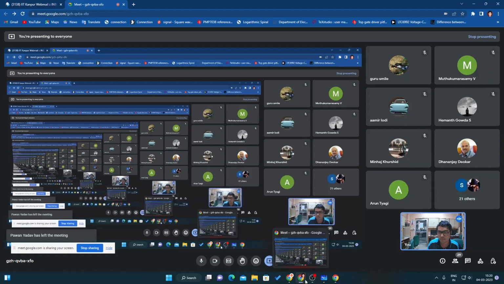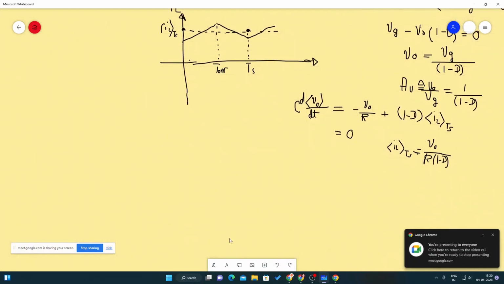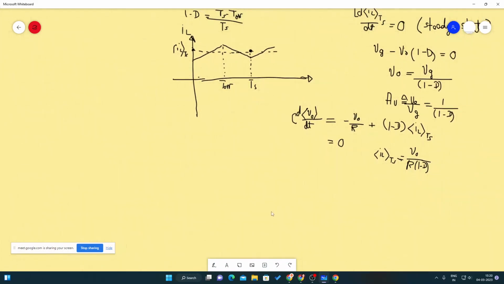Now let us consider, this form of operation is known as continuous conduction mode, because the current is continuous. There is no finite zero dwell. Now what do I mean by that? In discontinuous conduction mode, the current will have a finite zero dwell. The current waveform in the inductor will look like this. So this is the continuous conduction mode or CCM operation, and this is the DCM operation.